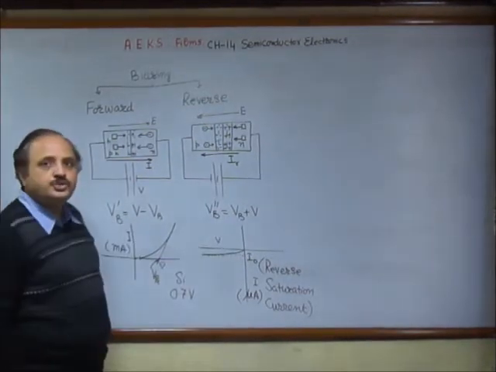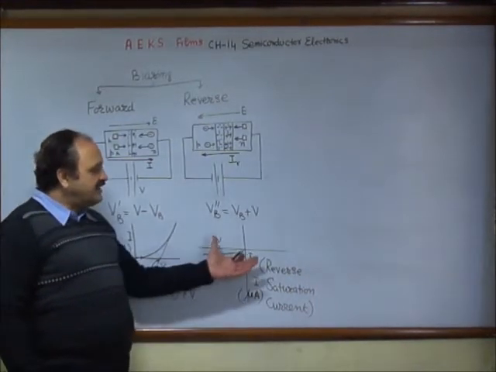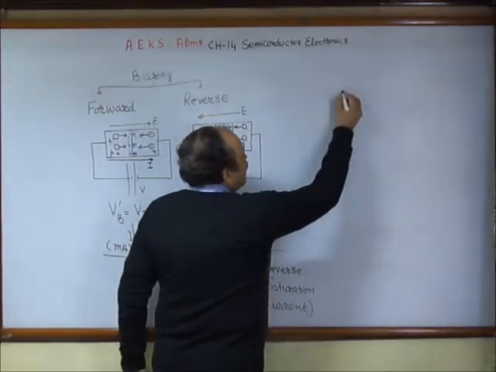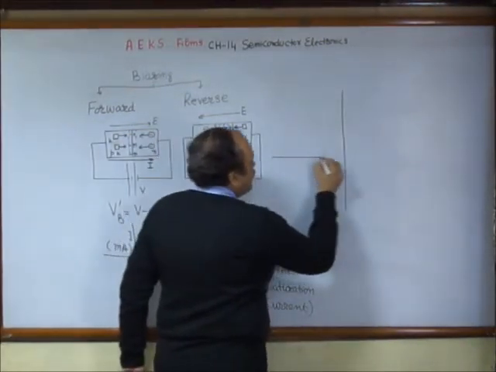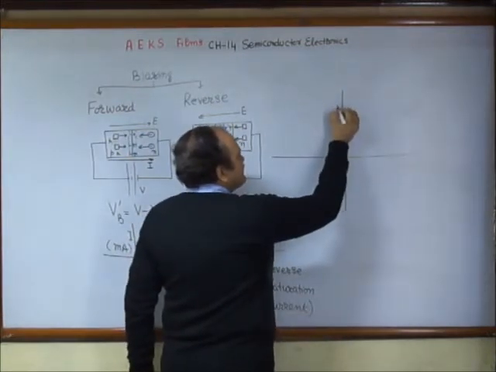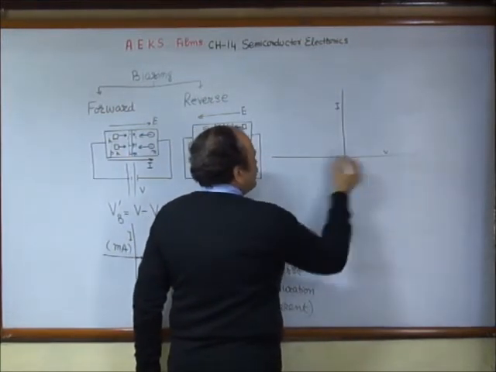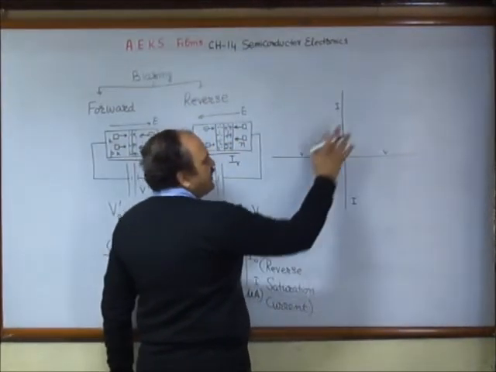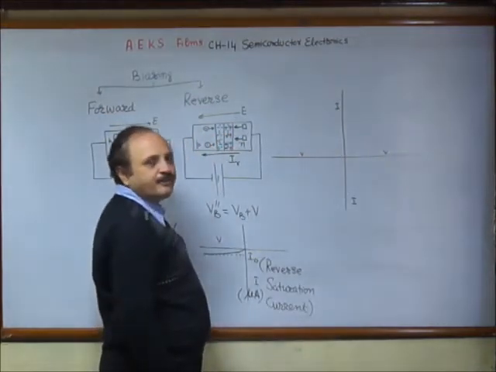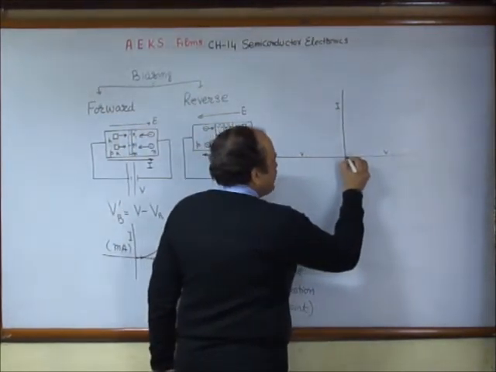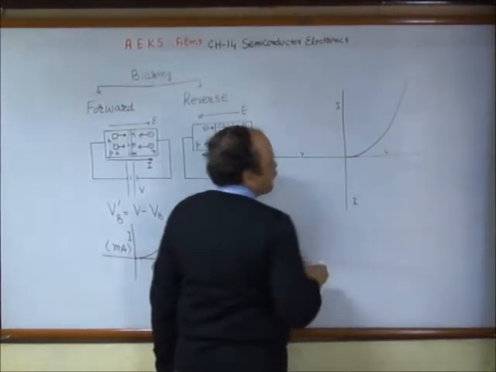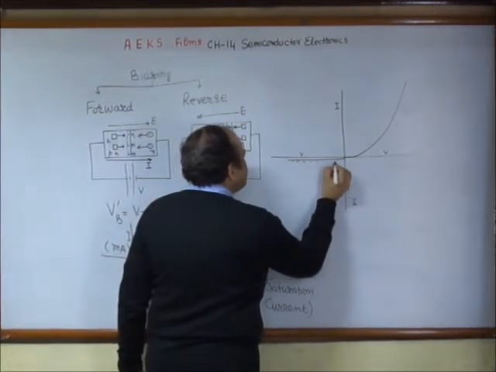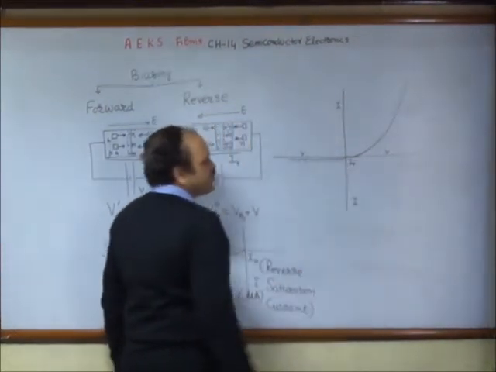Let's plot these two together to understand some of the characteristics of the diode. If I plot it on one graph, current on the y-axis, voltage on the x-axis, this fourth quadrant corresponds to the reverse biasing and the first quadrant to the forward biasing. We can say yes, the current varies like this. And in the reverse biasing, the current is very small and soon it saturates, and we call this current a saturation current.